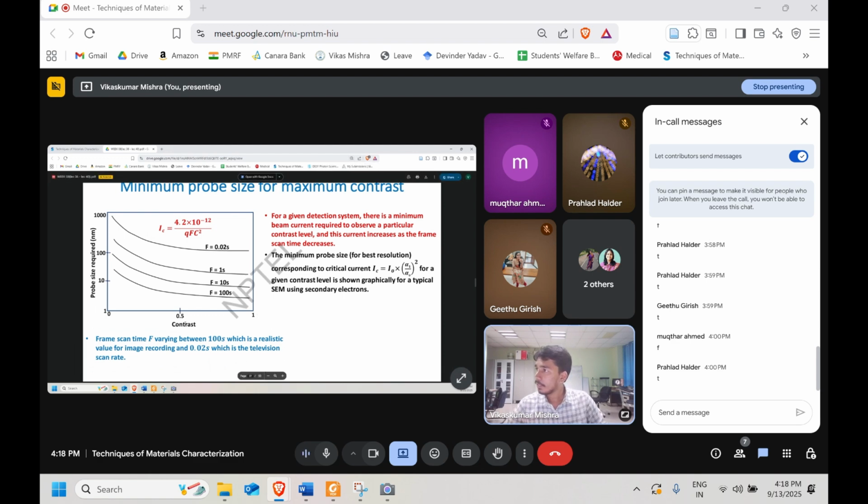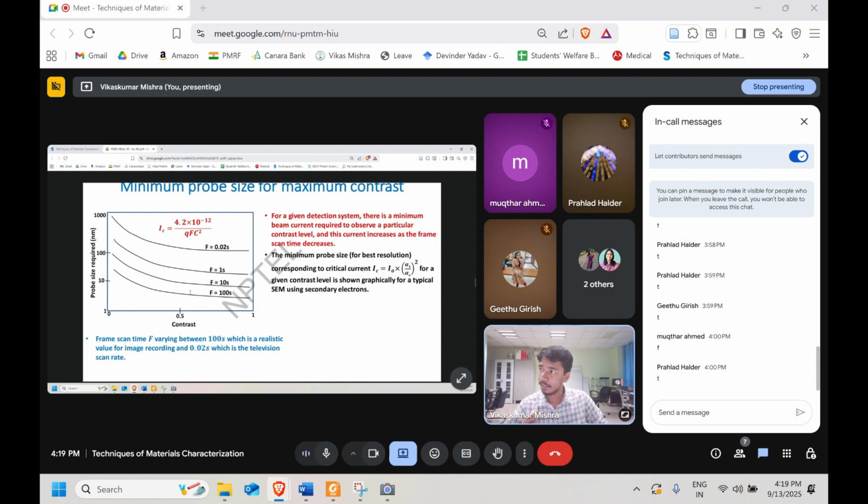So let's say we are fixing our contrast. We want the contrast to be 0.5 only. In that case, the probe size required, probe size is more or less related to the probe current. So at that particular contrast of 0.5, if the probe size keeps on increasing, it means that the resolution will keep on decreasing. So we are going to the lower, and the more time we are going to spend.